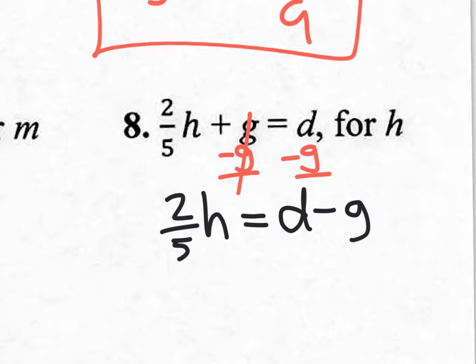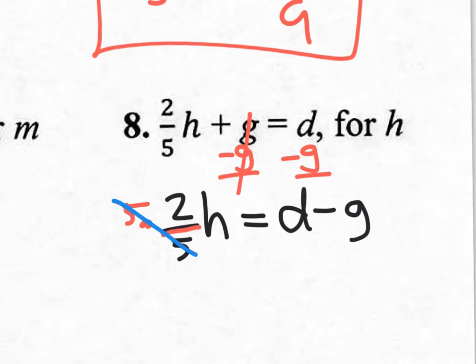Multiply by 5, because we have this fraction. We don't like fractions. We don't even like this division of 5. So let's get rid of it by doing the opposite. To get rid of the division of 5, we're going to multiply by 5. And we know that that cancels out. 5 on top, 5 on the bottom cancels out. However, what you do to one side, you do to the other, right?